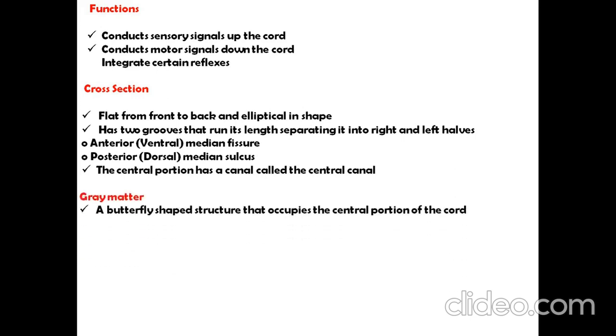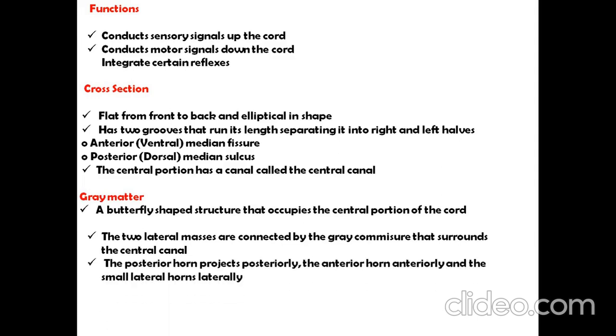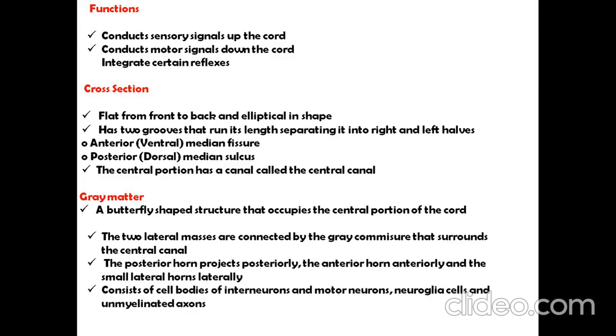Gray matter, a butterfly-shaped structure that occupies the central portion of the cord. The two lateral masses are connected by the gray commissure that surrounds the central canal, and the posterior horn projects posteriorly, the anterior horn anteriorly, and the small lateral horn laterally. Consists of cell bodies of the interneuron and motor neuron, neuroglial cells, and unmyelinated axons.